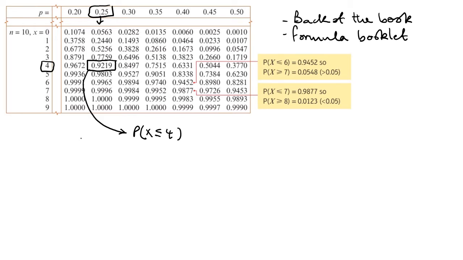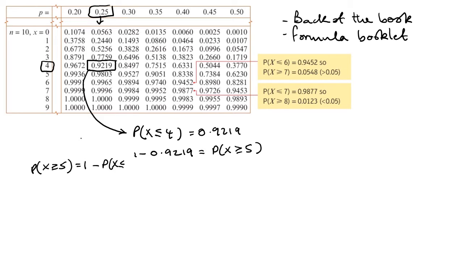Let's write it down, 0.9219, but it also means 1 minus that value is the probability of X greater than or equal to 5. So 1 minus that same value is the probability that X is greater than or equal to 5. Why is that? Because the probability that X is greater than or equal to 5 is equal to 1 minus the probability that X is less than or equal to 4. And the same with another value.